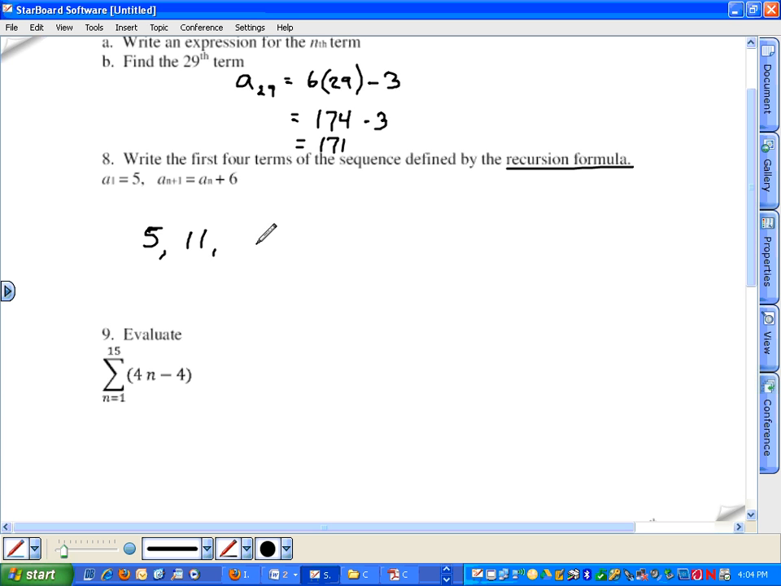Now the next term, again referring back to this recursive formula here, is going to be the current term, which is now 11. We add 6. And then we just keep referring back to this recursive pattern here. The next term is going to be the current term plus 6. That's going to be 23. Those are the first 4 terms of the sequence.